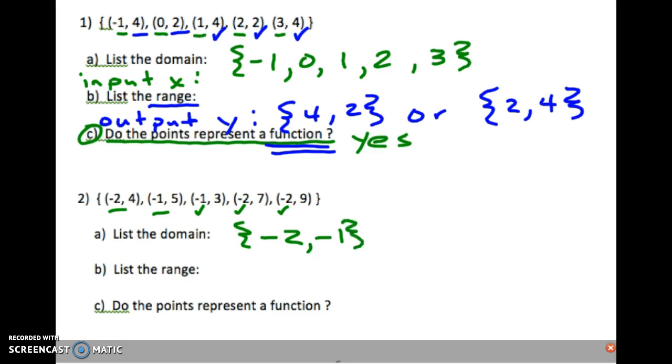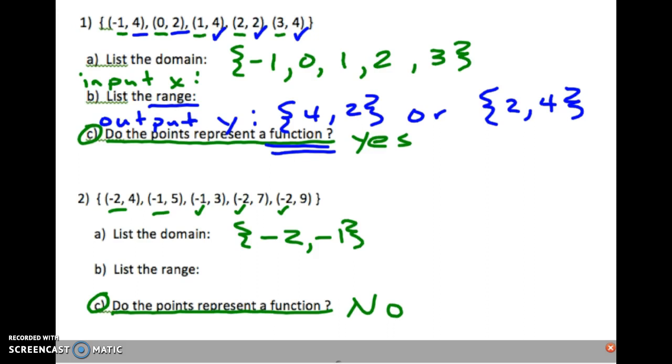Now, since -2 and -1 were used multiple times, when we look at part C, do the points represent a function, the answer is no. In this case, each of them has multiple y values.